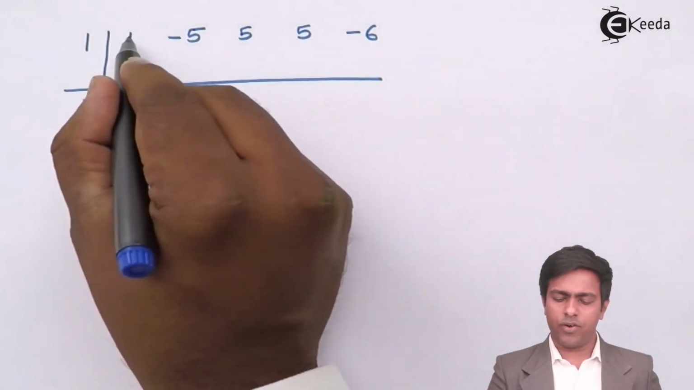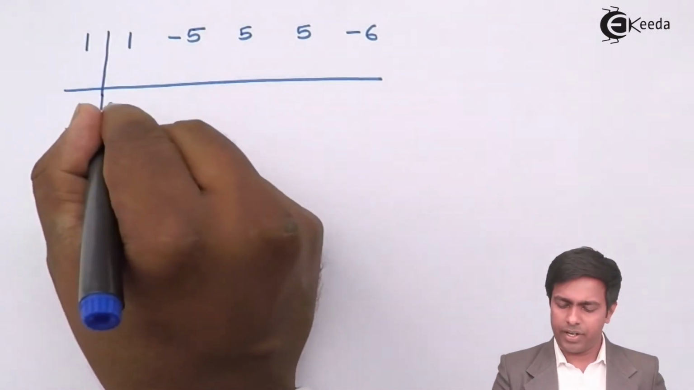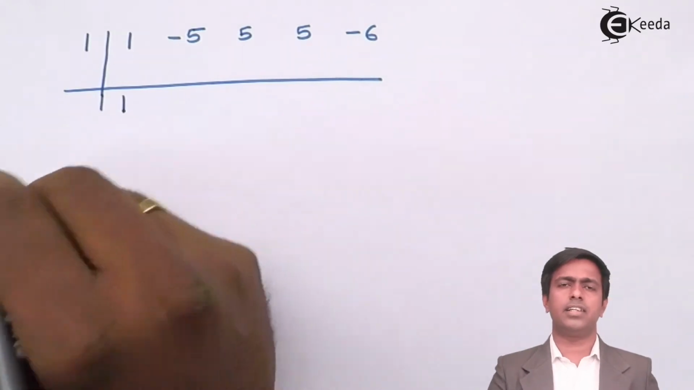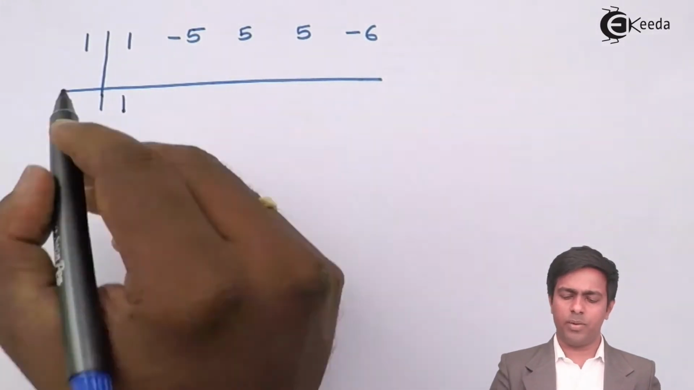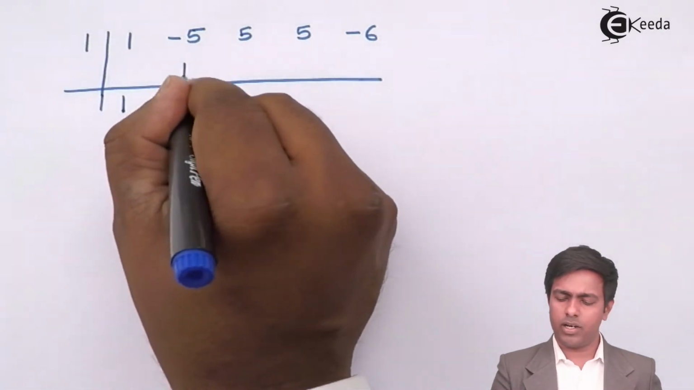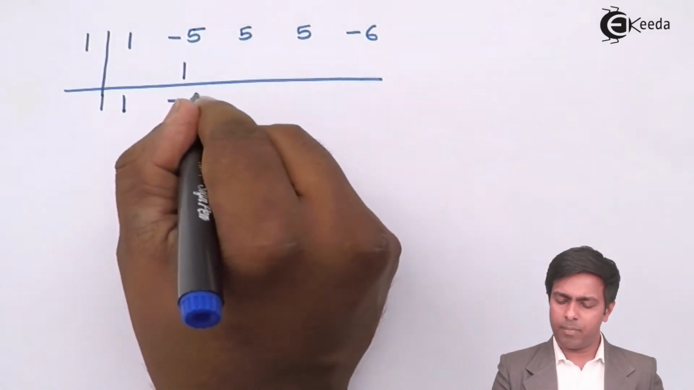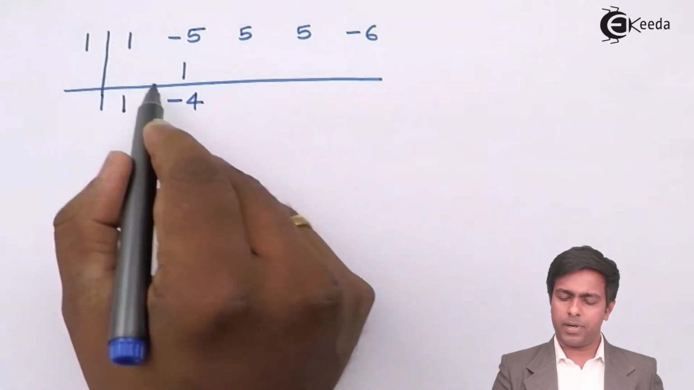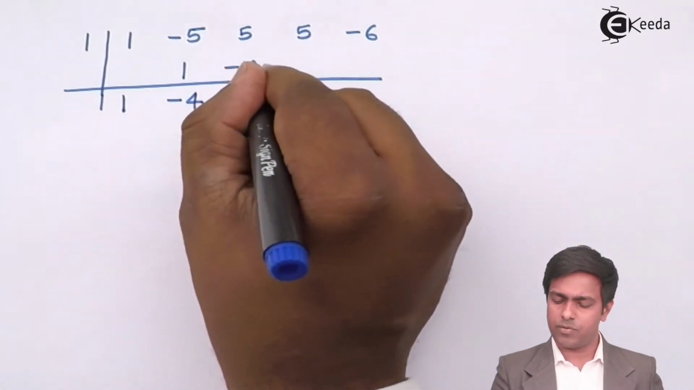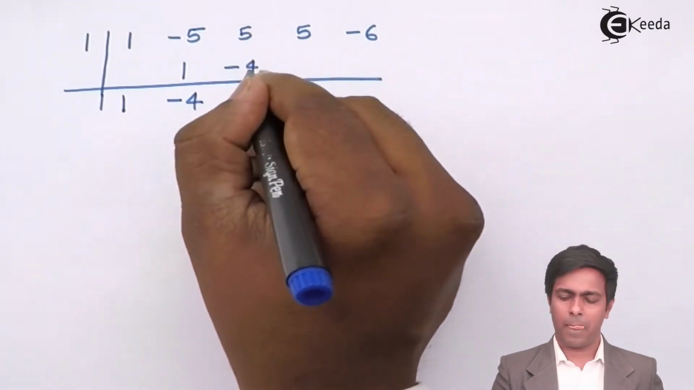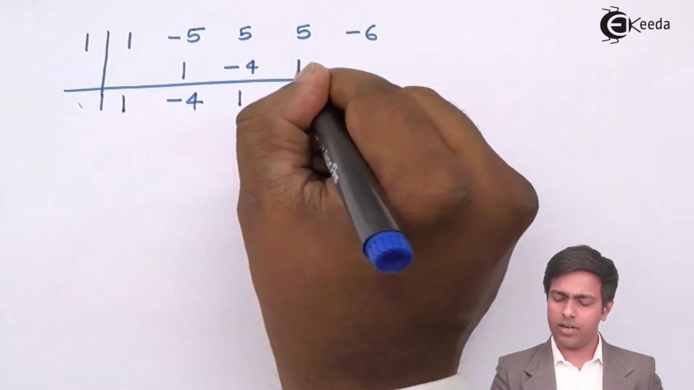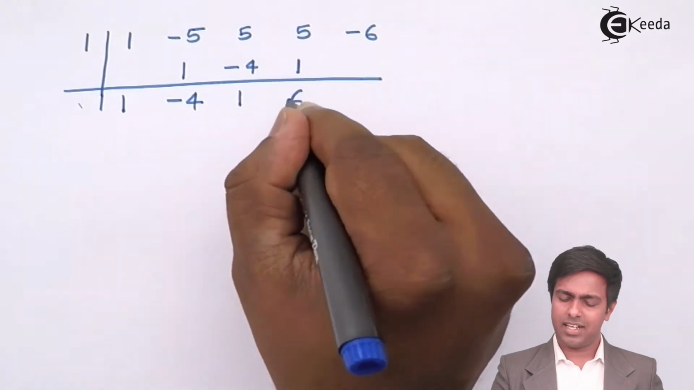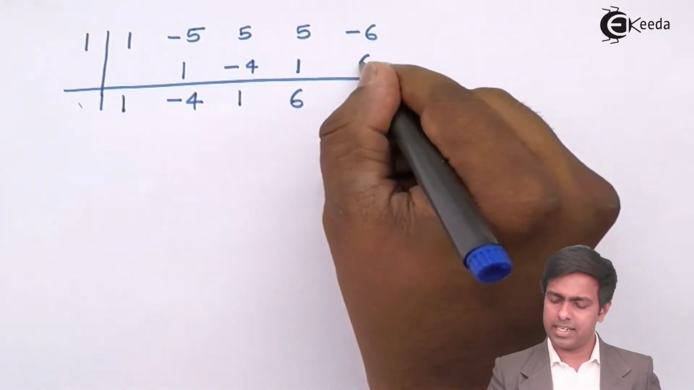Now this first number we'll copy here as it is. Then the rule in synthetic division is we multiply and add. So we'll multiply 1 into 1, that is 1. Then we'll add, that will become minus 4. Then we'll multiply minus 4 into 1, that is minus 4. We will add it, we will get 1. Then we'll multiply 1 into 1, that is 1. We will add it, we will get 6. Then we'll multiply 6 into 1, that is 6.